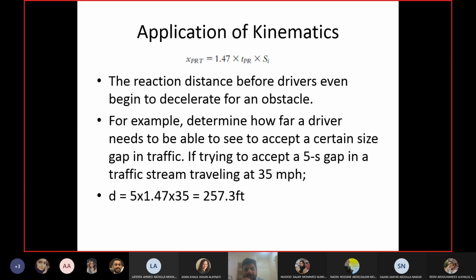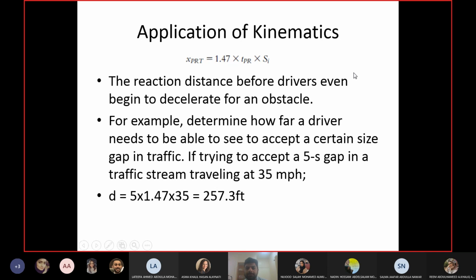So you can see a different application of perception reaction time in this book. Earlier we used perception reaction time to calculate, if there is an obstacle in front of you, how much distance you will cover before you decide that you should decelerate or stop for that object. But here they are using it for defining the gap between you and the other vehicle before you decide what to do.